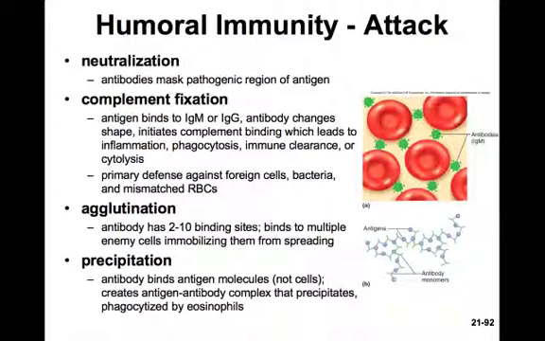The final way is through precipitation. This is where the antibody binds to the antigen molecules, not cells, but antigen molecules, and creates an antigen-antibody complex. This is the figure down below here. And it precipitates, so it falls out of solution, and then it's phagocytosed by eosinophils. So once we have these things agglutinated or neutralized, macrophages may come along and gobble them up, or eosinophils might come along and gobble them up.